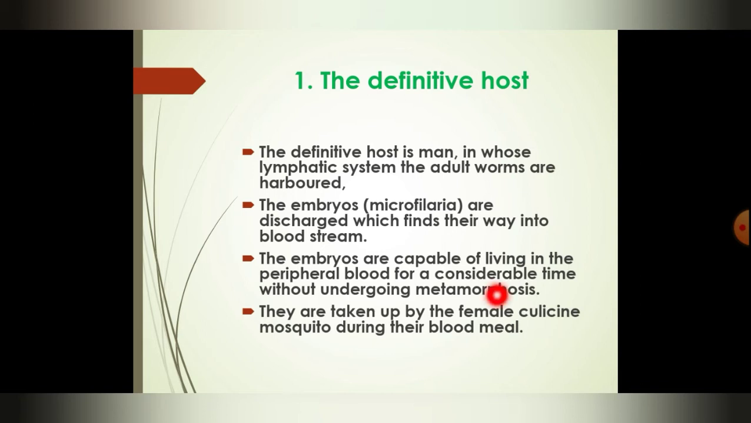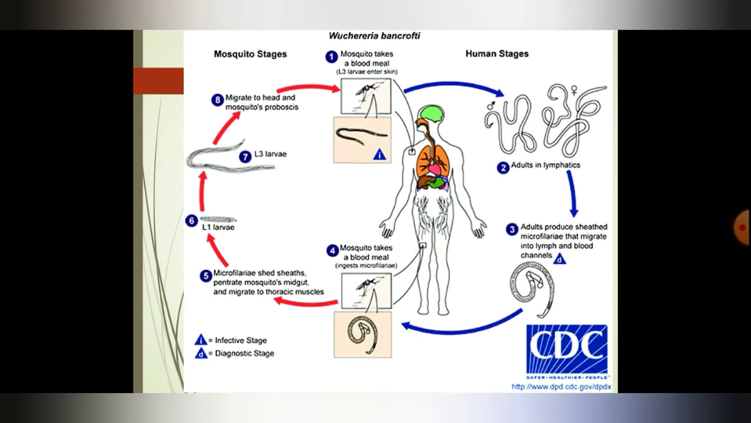Then they are taken up by the female culicine mosquito during its blood meal. Here you can see the 2 hosts I have shown. This is a human and this is the mosquito.